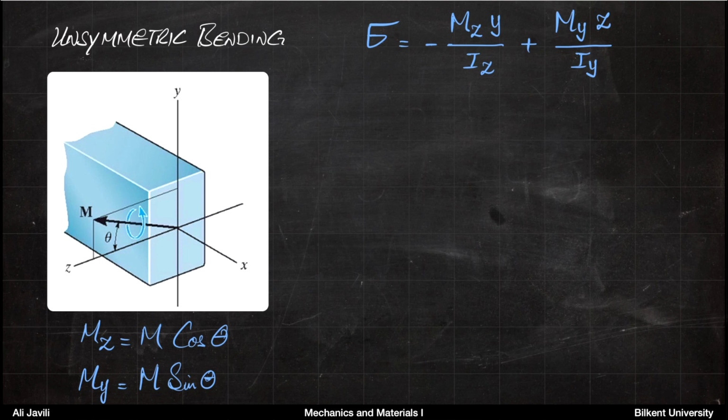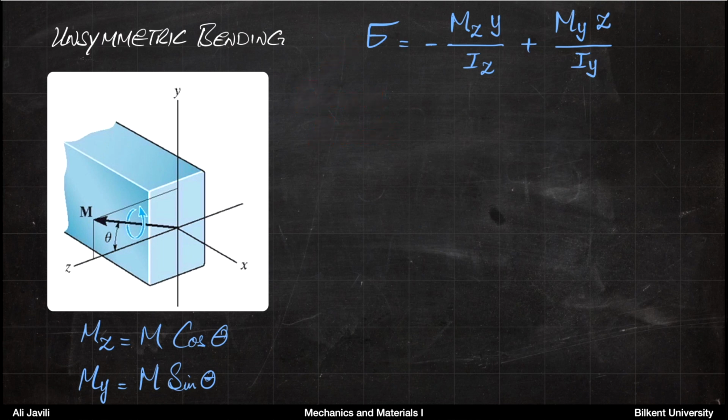All right, so long story short, if you have a cross-sectional area that itself is symmetric and you know the principal axes, but the moment is not symmetric, all you have to do is compute the components of that moment and then use the principle of superposition to calculate the stress. So this would be our flexure formula for a problem like this.